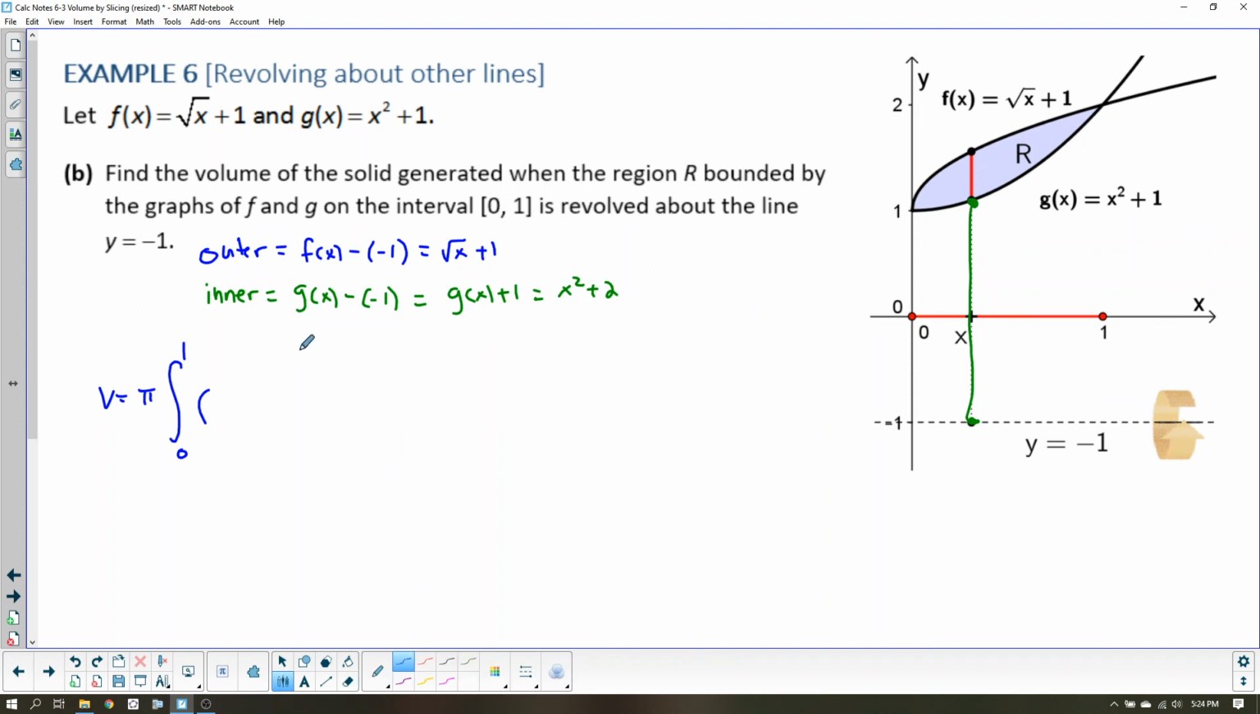Okay, so this gives us everything we need now. We just need to do this thing squared minus this thing squared. So square root of x plus 1 squared minus x squared plus 2 all squared dx. All right, again, to do this by hand, you'd have to FOIL here, combine like terms, and then integrate. This should come out to 49 pi over 30.